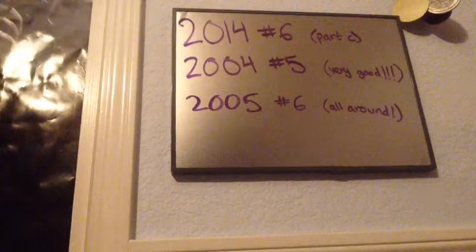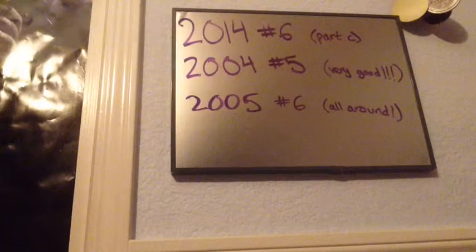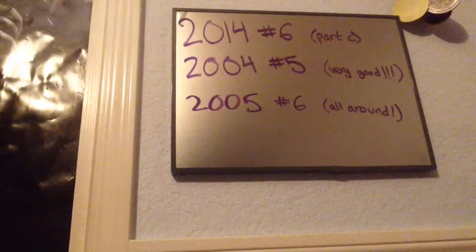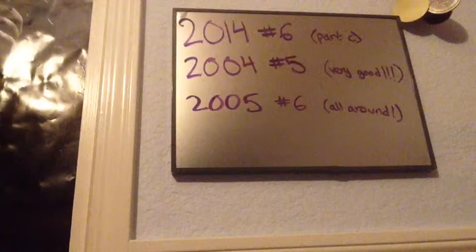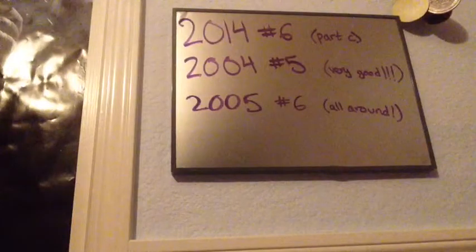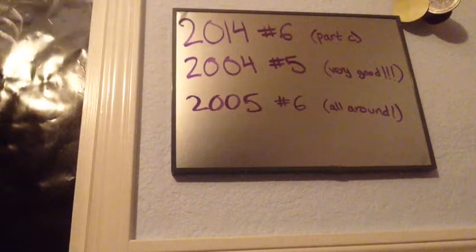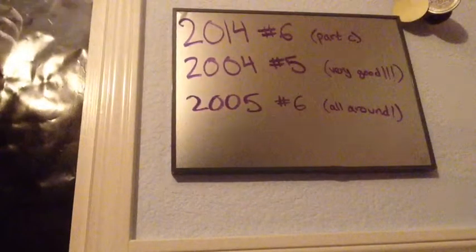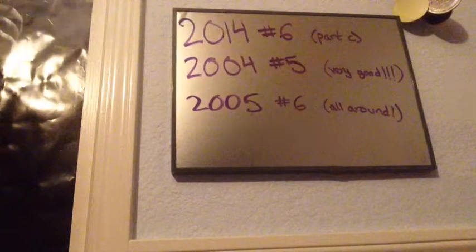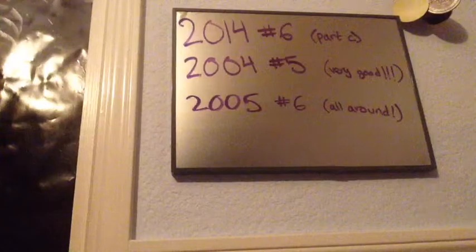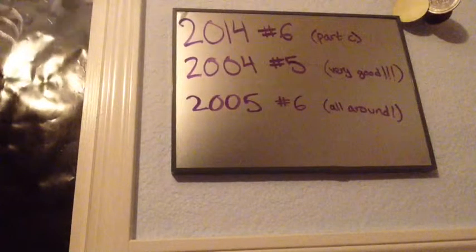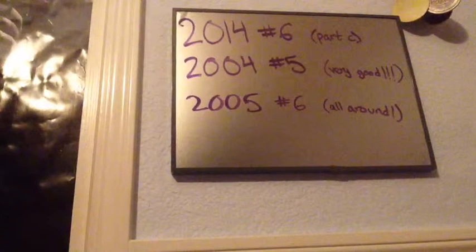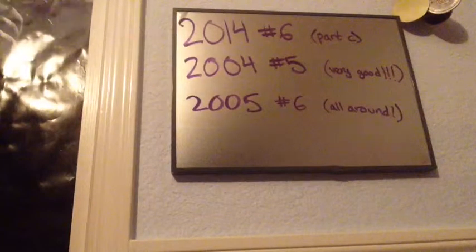If you guys still need more help with slope fields, here are some other problems you can look at. The AP Calc AB exam from 2014, number 6, part C is really helpful. 2004, number 5, I really like that problem. It's very similar to this one. It's extremely helpful if you're still having trouble with slope fields. And then 2005, number 6, is just an all-around good problem, not just with slope fields, but also with other topics.